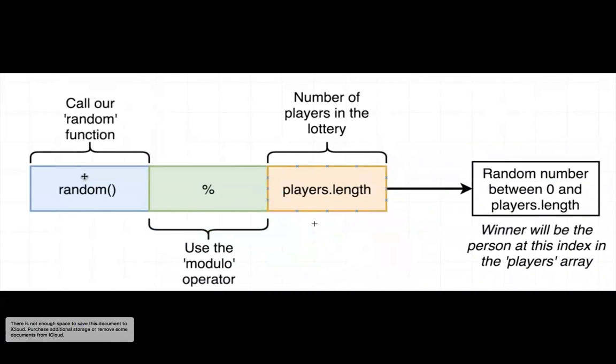So here's the diagram. And right here is the line of code I'm going to write. I'm going to break this down step by step. The first thing I'm going to do for this line of code to select the winner is to call random. I'm going to call the random function that I created. Notice that to reference a function defined inside my contract, I don't have to put the this keyword in front of it. I don't have to do this.random. I can just say random from another function, and that will automatically call it.